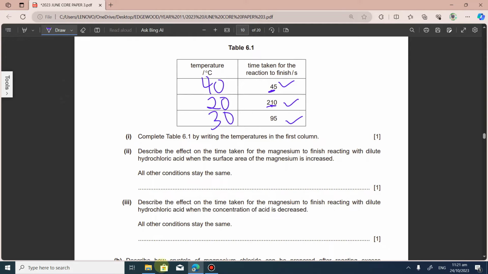Alright, it says describe the effect on the time taken for the reaction to finish, reacting with dilute hydrochloric acid, when the surface area of the magnesium is increased. Now you know that when the surface area of a substance is increased, there will be less time taken, because there are more sites for collision, more sites for reaction. So it takes less time. You get the products.